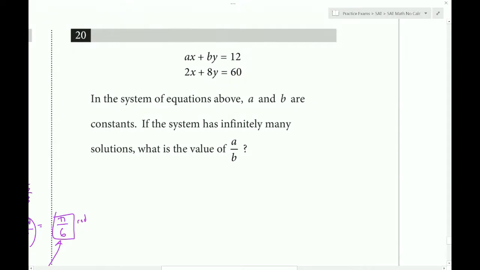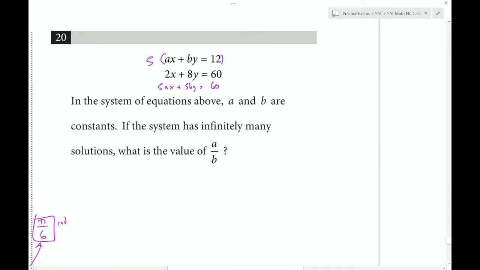Question 20. AX plus BY is 12. BX plus 8Y is 60. In the system above, A and B are constants. If the system has infinitely many solutions, what is the value of A over B? Okay. So let's see. The first step that I would take is I would want the right sides to be equal. So I'd multiply through by 5. That would give 5AX plus 5BY equals 60.